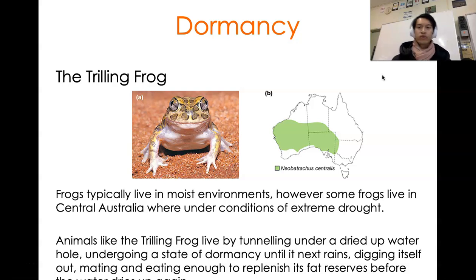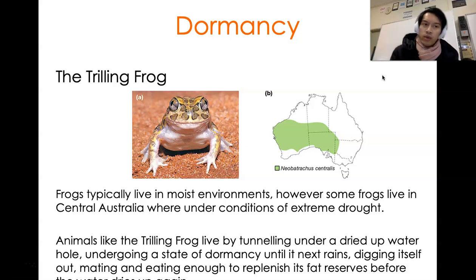Okay, examples of dormancy. This is the Trilling Frog. And, you know, for most amphibians, including frogs, they actually need to live in a very moist environment because amphibians can breathe through their skin, right? And so if you can breathe through the skin, the advantage is obviously you're not so reliant on your lungs, and you can live in more of a moist, aquatic environment. But the disadvantage is that in dry environments, the skin will lose moisture very rapidly.